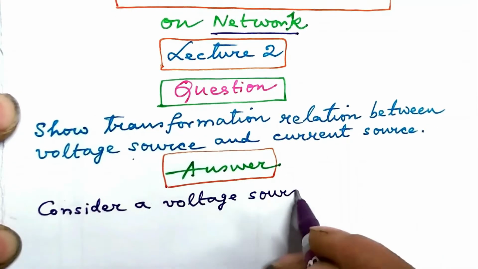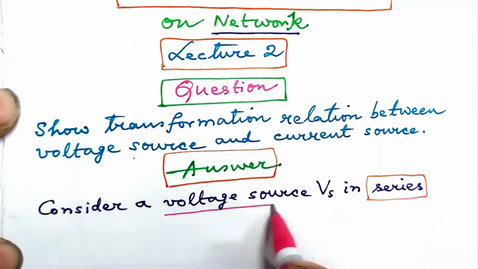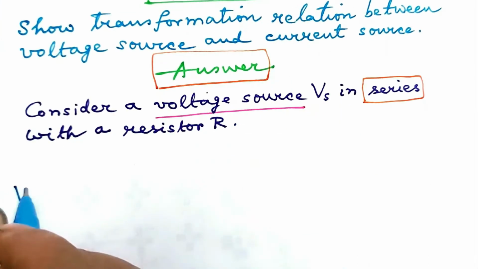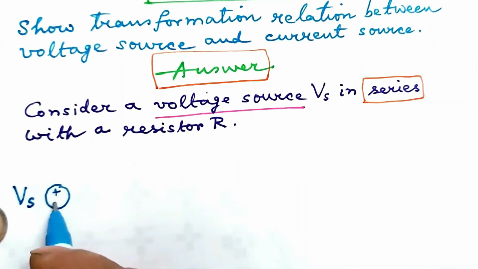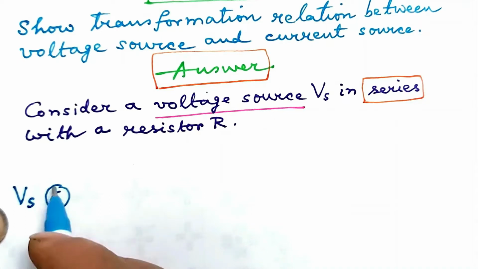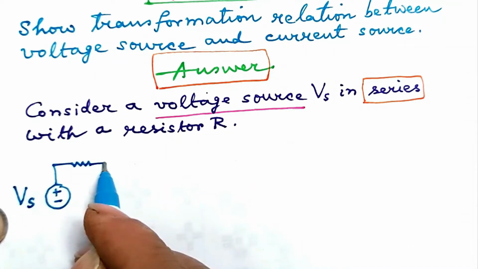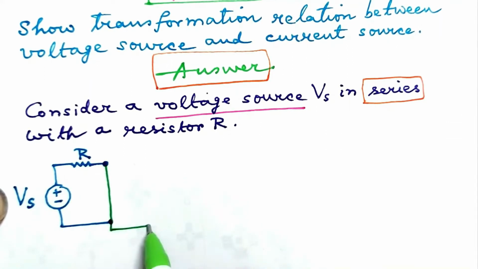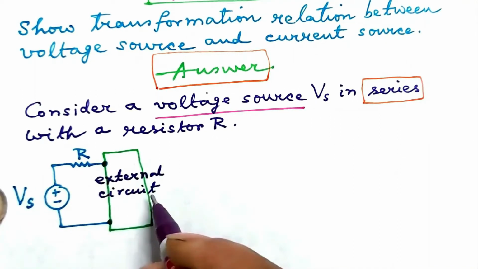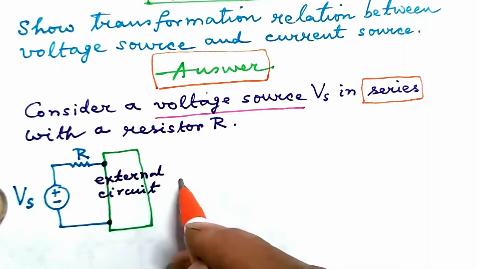Consider a voltage source Vs in series with a resistance R. Let us represent in a diagram. This is voltage source Vs represented by the circle symbol with positive and negative sign within it. The top side is taken to be positive. This resistance, obviously in series with Vs, is called R. The output terminals are connected to an external circuit. So this circuit represents a voltage source.